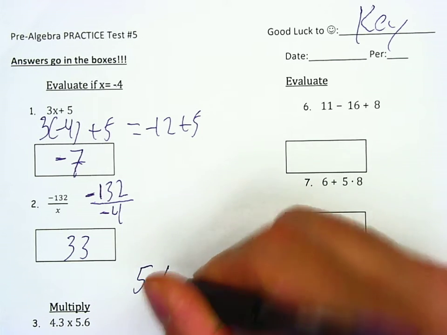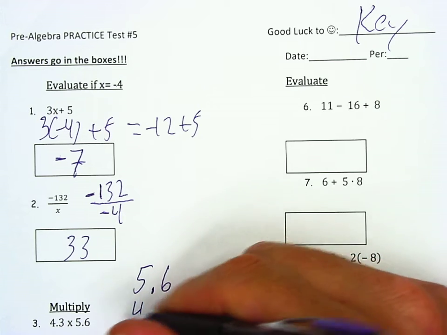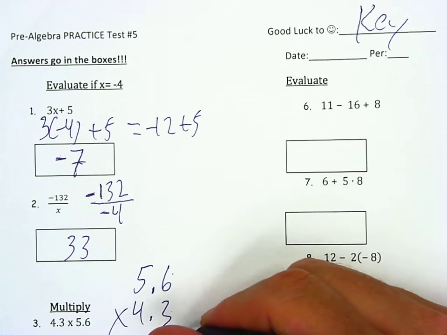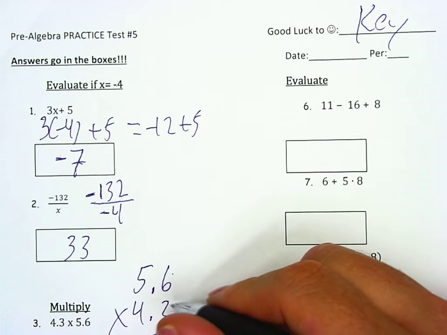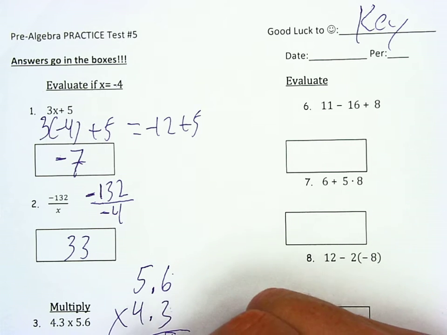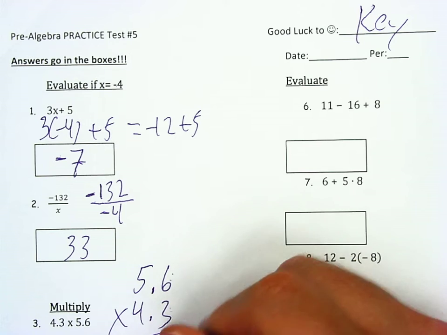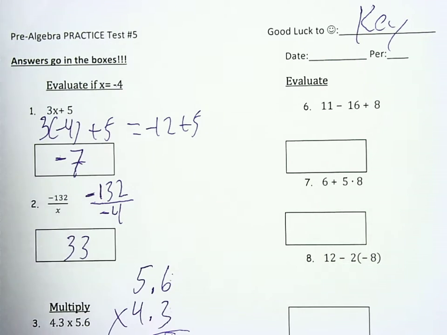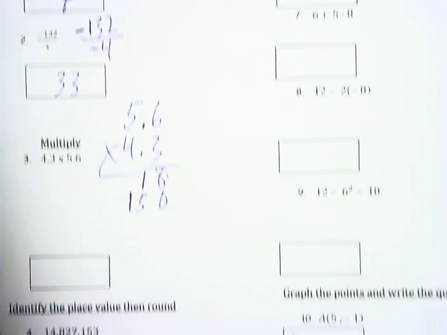Question 3, multiply 5 6/10 by 4 3/10. So 5 6/10, 4 3/10. Multiply. So we have here 6 times 3 is 18. 3 times 50 is 150. So I did 3 times 6, 18. 3 times 50, 150. Oops, got to move it down so you can see what I'm doing. Sorry.